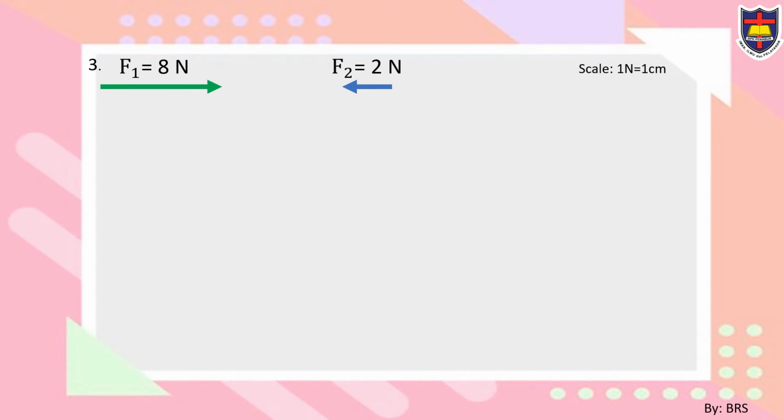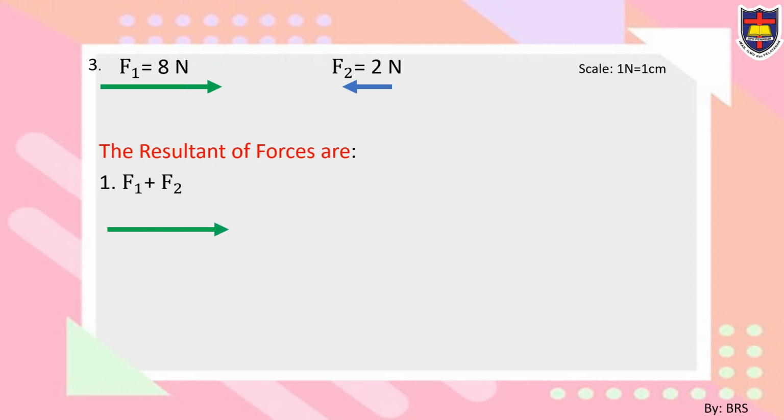Example 3. There are two vectors of forces, F1 8 Newton to the right and F2 2 Newton to the left. Find the magnitude and the direction of the resultant forces. Number 1. F1 plus F2. Draw the vector of F1 8 cm to the right because the scale is 1 Newton equals 1 cm. And draw F2 2 cm to the left, and the red vector is the resultant.